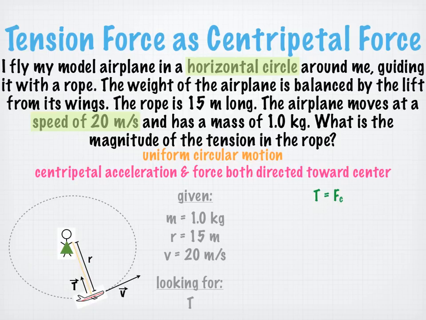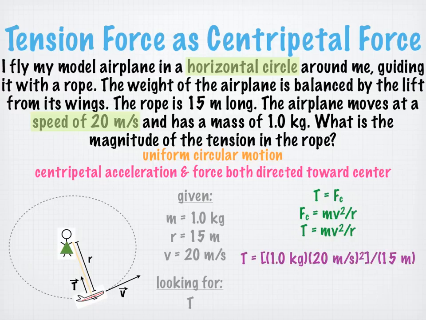What is the equation for the magnitude of the centripetal force? m times v squared over r. So in this case, the tension is equal to this as well. So now we just plug in our known values for m, v, and r, and using our calculator, we can now solve this, getting a value of 27 newtons for the magnitude of the tension in the rope.